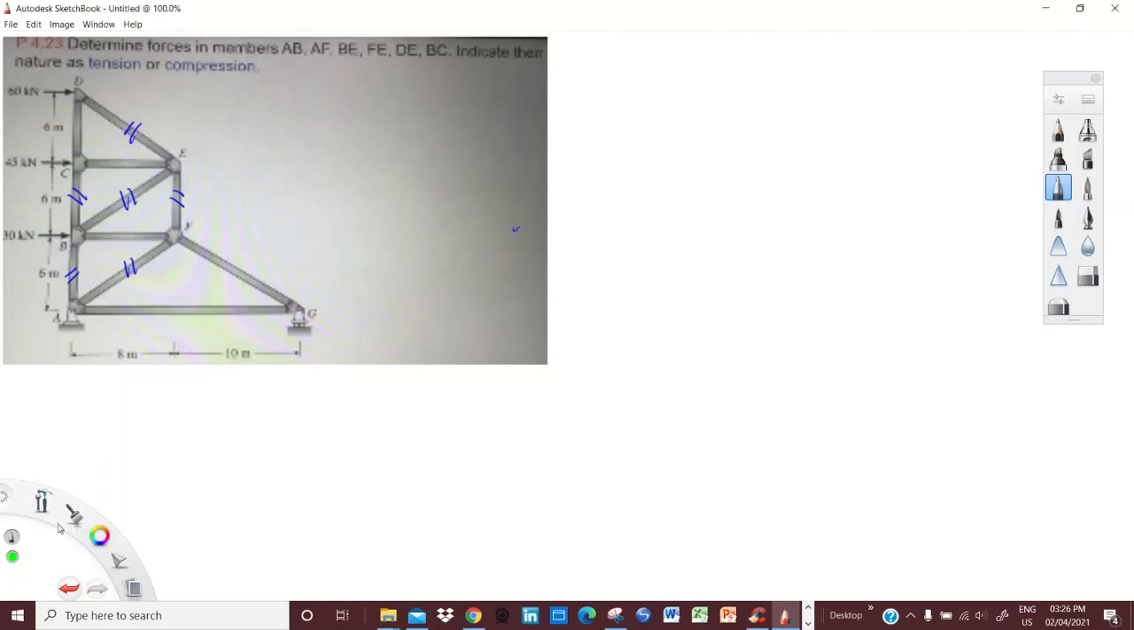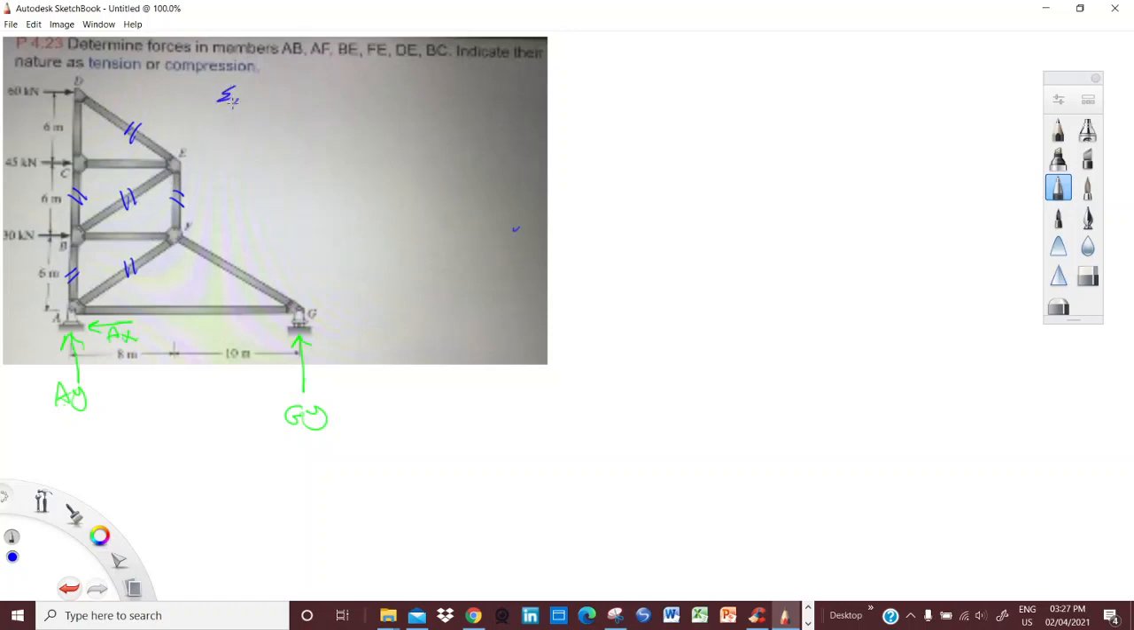So I will do the summation of forces. At the pin we have here AY and we have here AX, and at G there's a roller, so I will take GY. Okay, so let's start finding the support reaction. Then we're going to solve the force in the members at each of the joints.